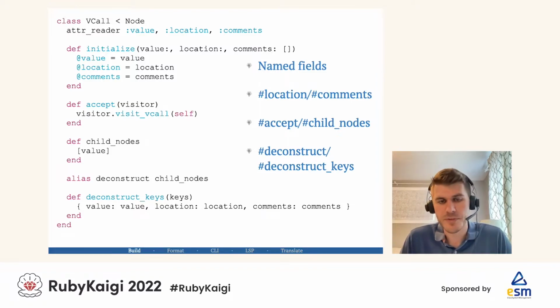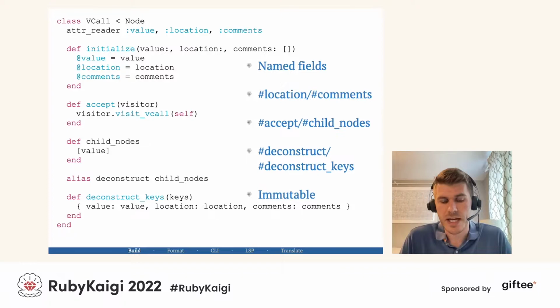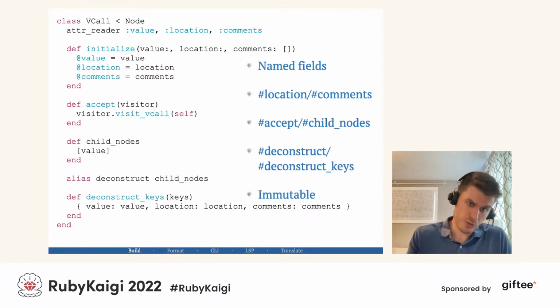Finally, every node in the tree responds to deconstruct and deconstruct keys, which allows for pattern matching. I think one more important point to point out here is that every node in the tree is immutable. All of the fields are attr readers. It's meant to be immutable. It's meant to be used in this way as a final construction, and then if you want to mutate the tree, to use other tools to do that.